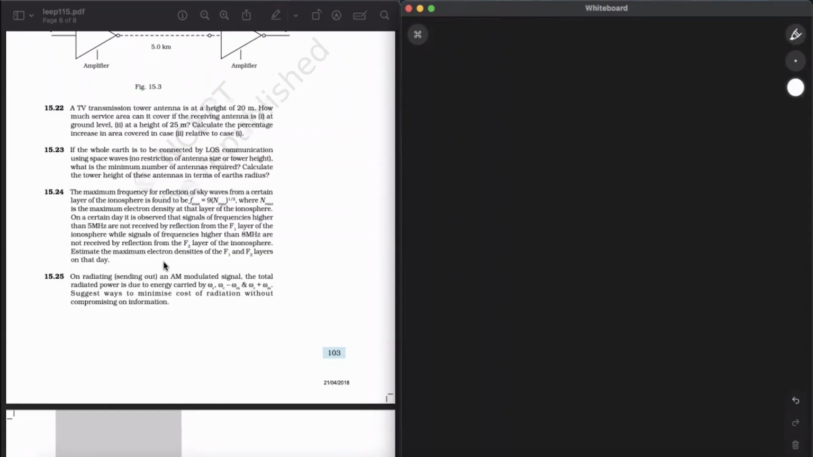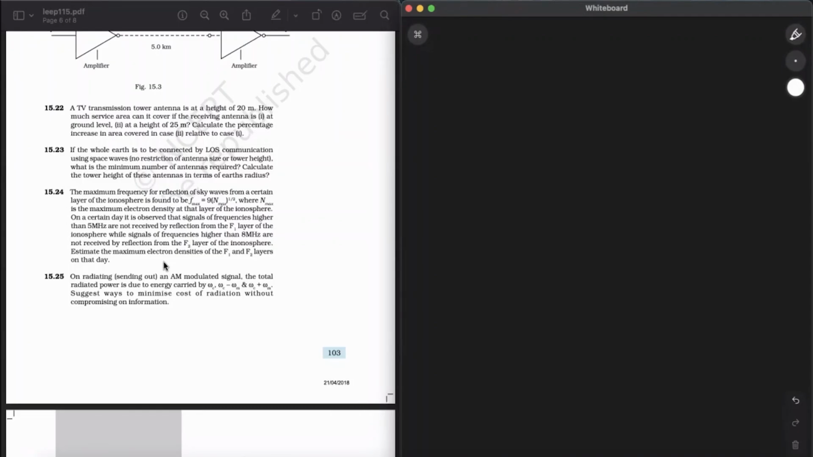Okay. So next question is question number 24. The maximum frequency for reflection of sky wave from a certain layer of the atmosphere is found to be F max equals 9 times under root N max, where N max is the maximum electron density at that layer of the atmosphere. On a certain date, it is observed that signals of frequencies higher than 5 MHz are not received by reflection from the F1 layer of the atmosphere, while signals of frequencies higher than 8 MHz are not received by reflection from the F2 layer of the atmosphere. Estimate the maximum electron density of the F1 and F2 layers.